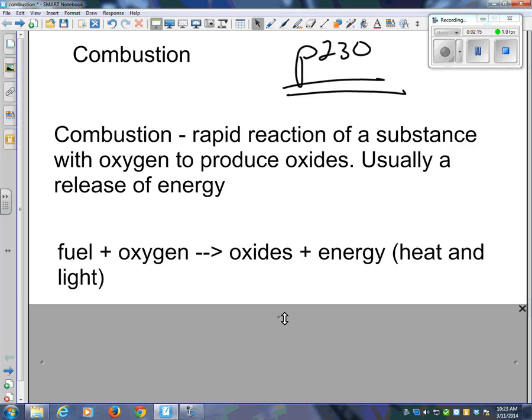Okay, so it's a rapid reaction of a substance with oxygen to produce oxides. Usually there's a release of energy. Generally it's some fuel plus oxygen. Where does the oxygen come from? The air. Trees. Produces oxides plus energy. Heat and light. Okay, so I'm just going to put the recording here on pause.